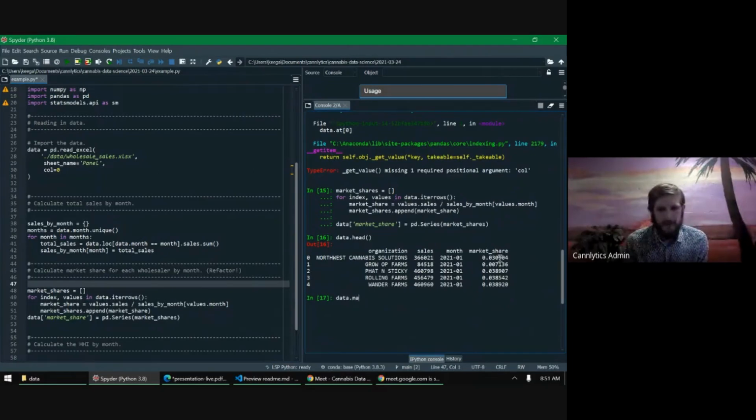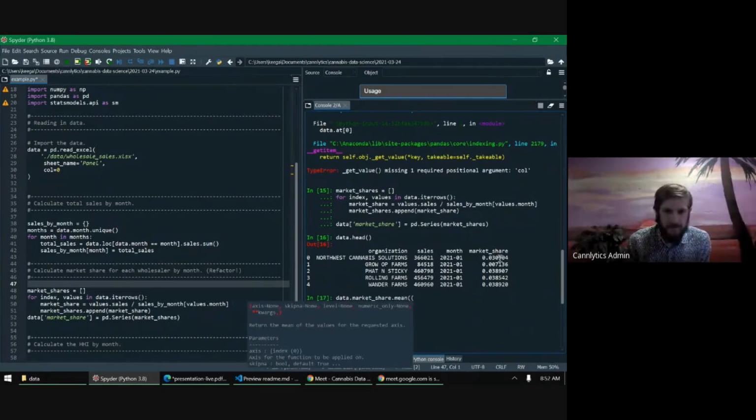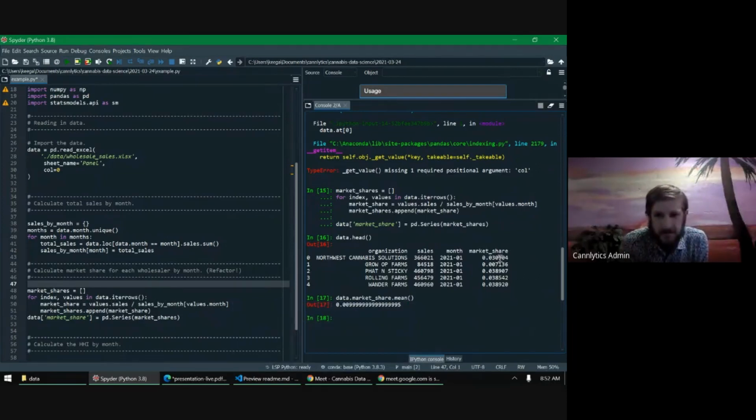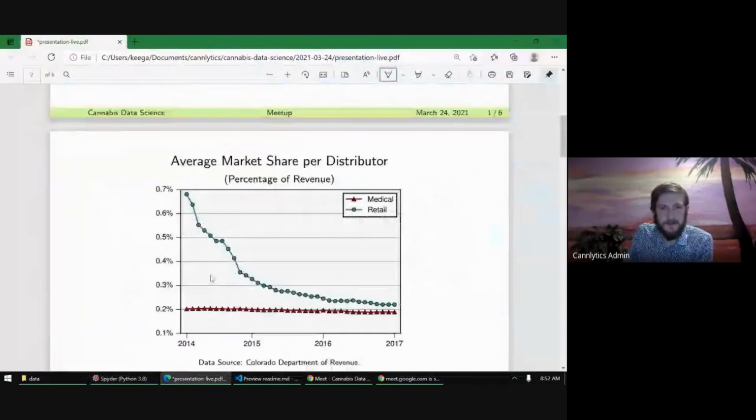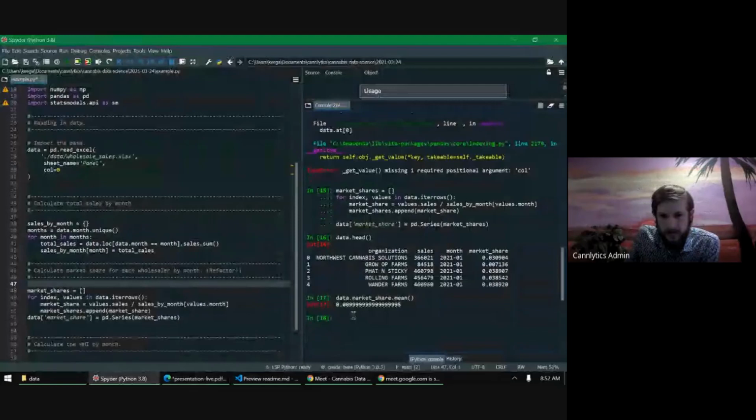So rule number one, look at the data. It looks like the mean market share is close to 1%. And just as a sanity check, in Colorado, the market share was dipping down to 0.1%. So that's interesting.